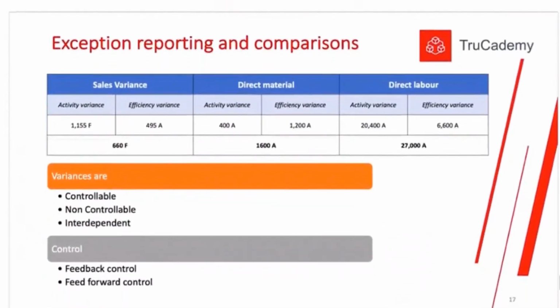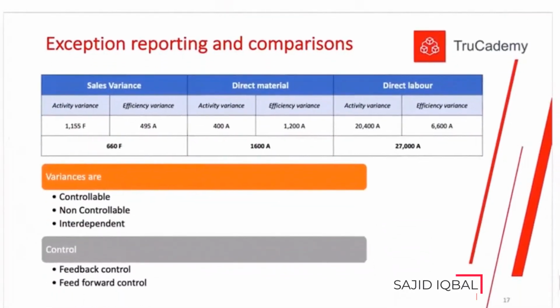Now let's come to the exception reporting. Forget about the exception reporting so far. These are the same variances that we have calculated. First of all, sales variance. In sales variance, activity was favorable. We sold more units than budgeted. And at the same time, efficiency or price variance was 495 adverse.